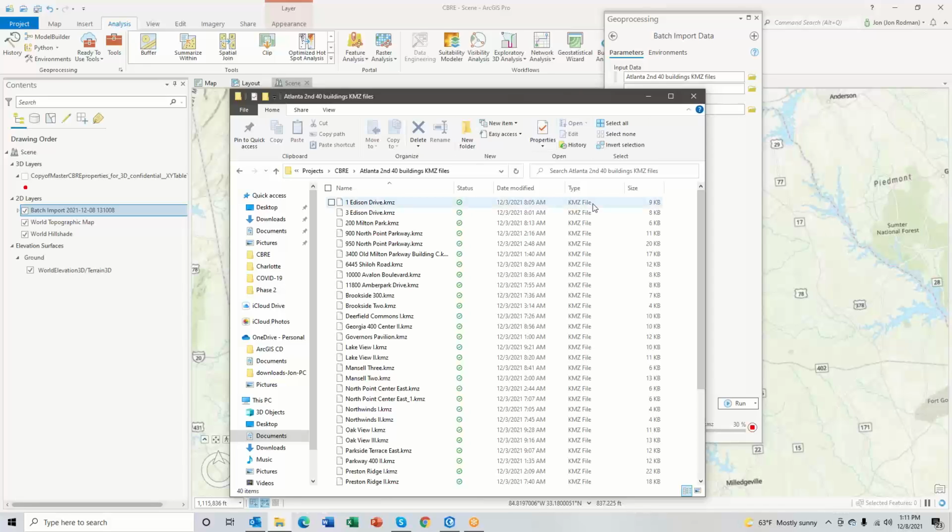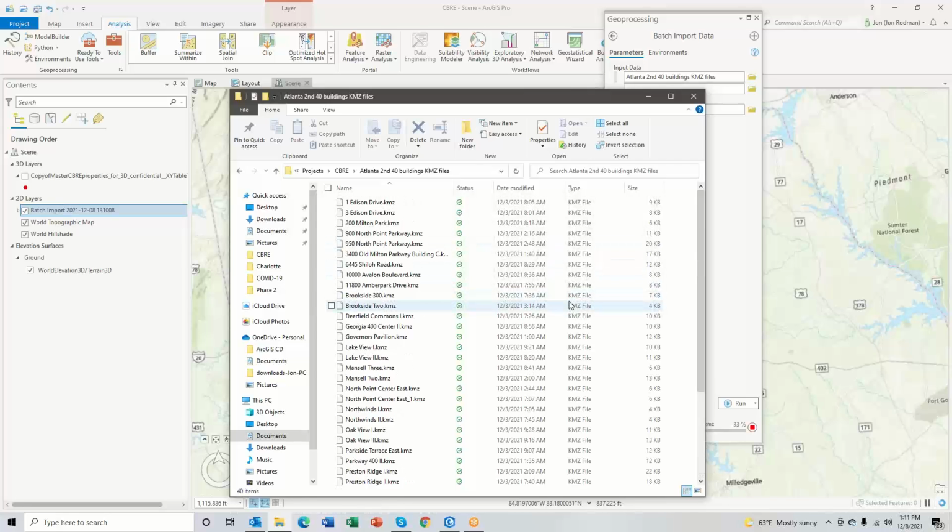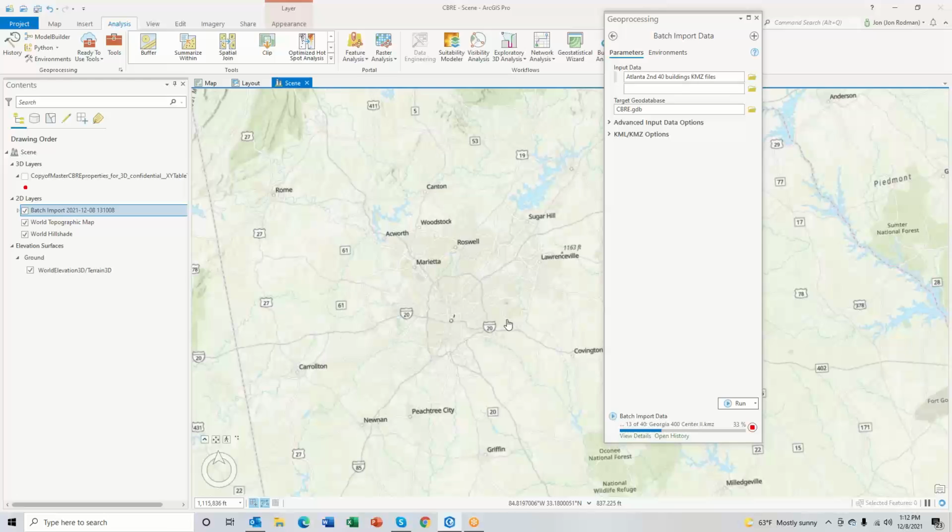Are you seeing the folder, my actual screen? Yep, right. So these are the 40 in there, and we're at 13 of 40.